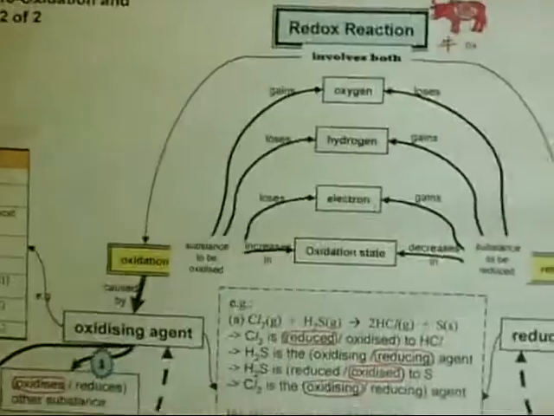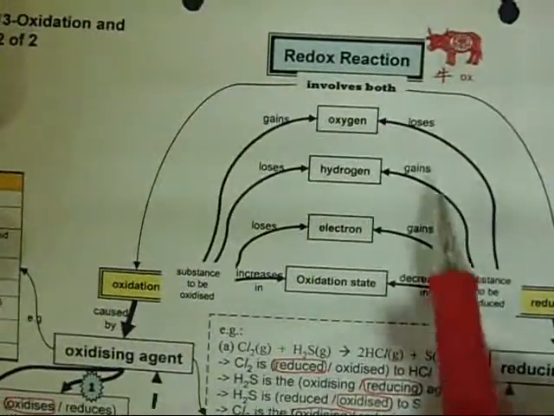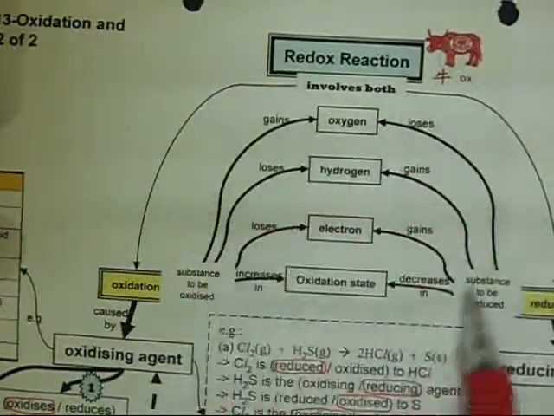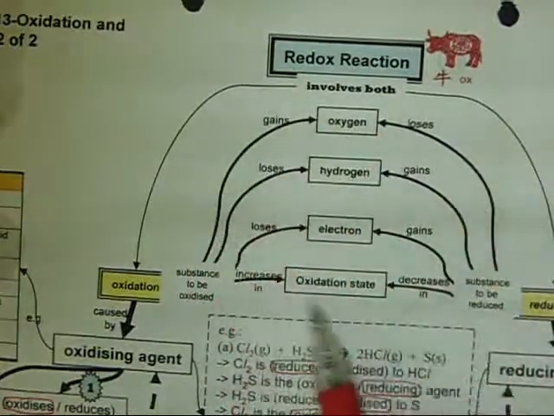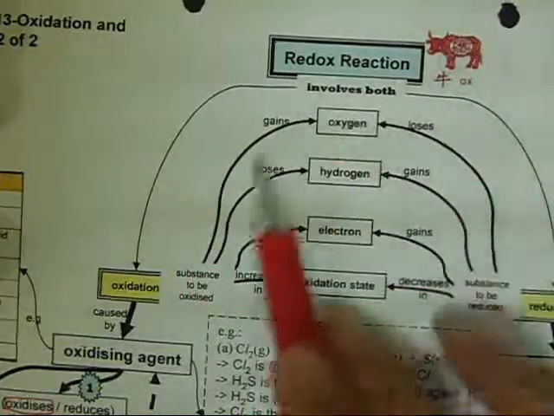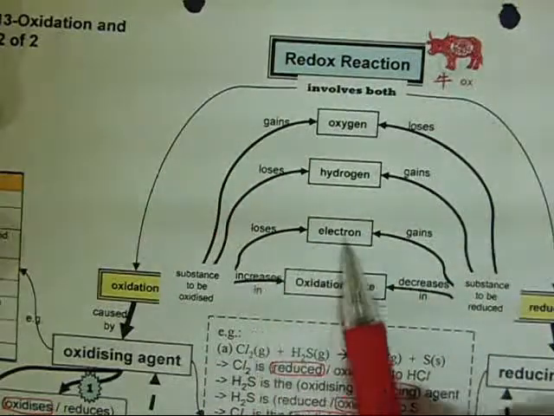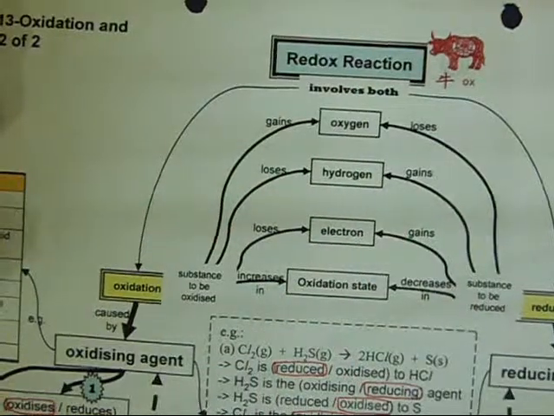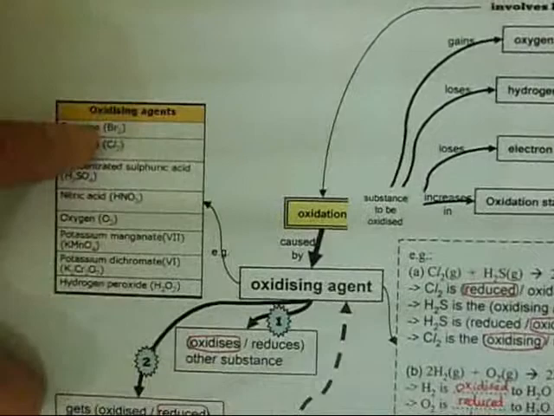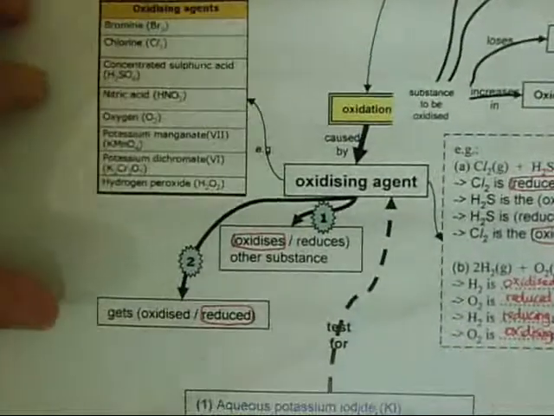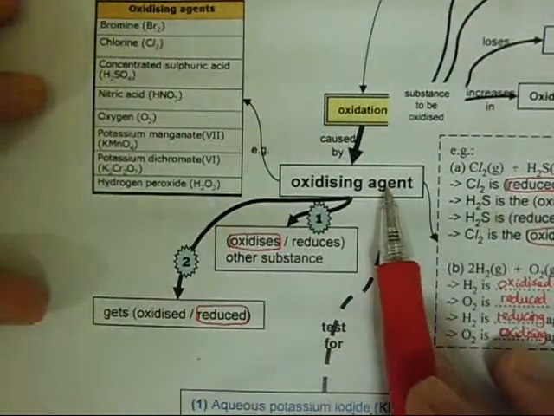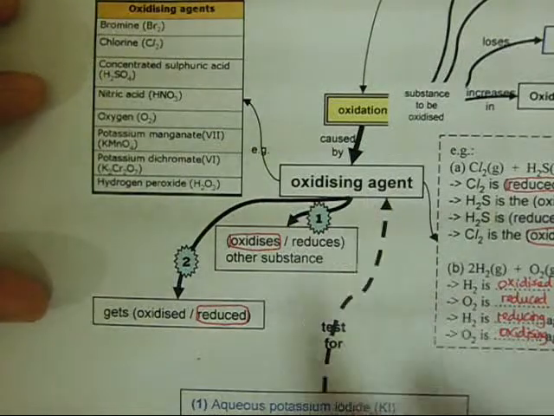Now let's look at the second page of the Mindmap. This is basically just a repeat of the first page of the Mindmap. Basically, these are the 4 definitions of oxidation and reduction. Now let's look at something called oxidizing agent. Now what is this oxidizing agent?